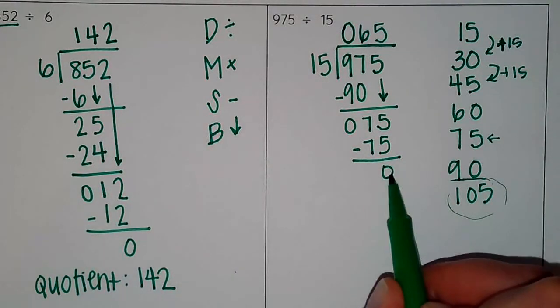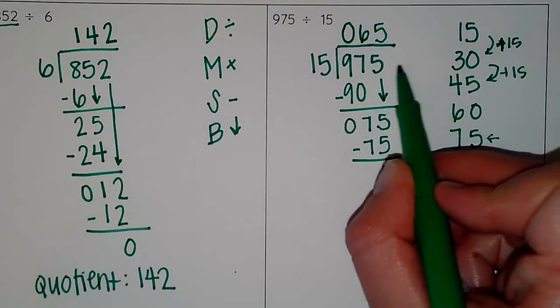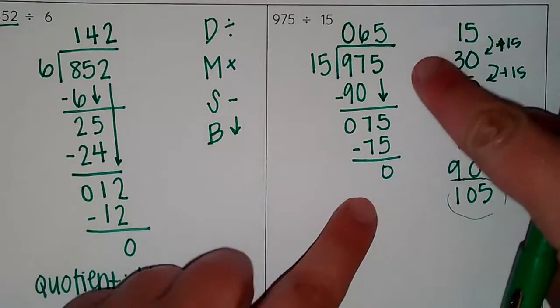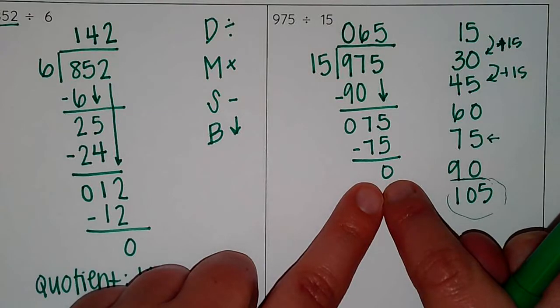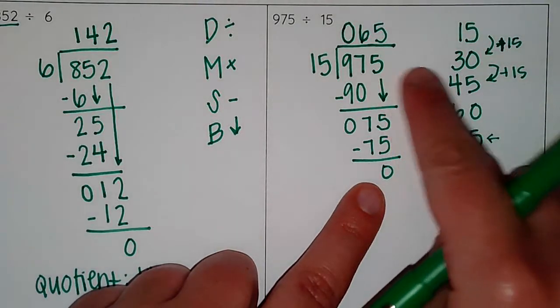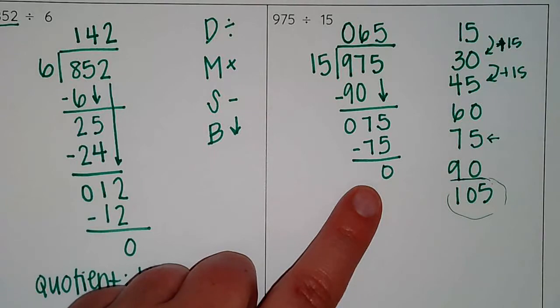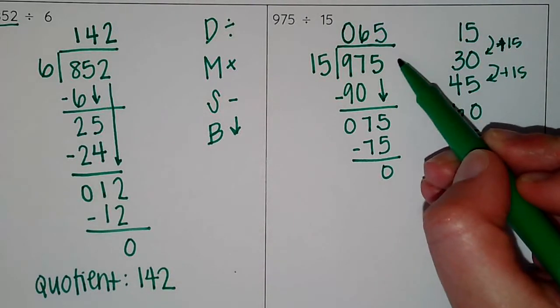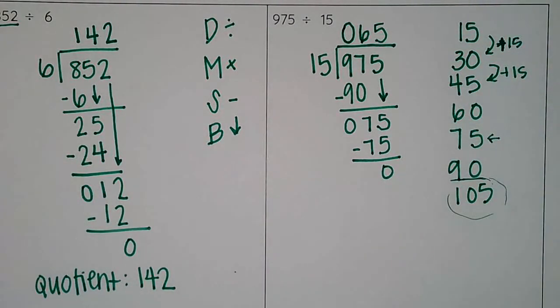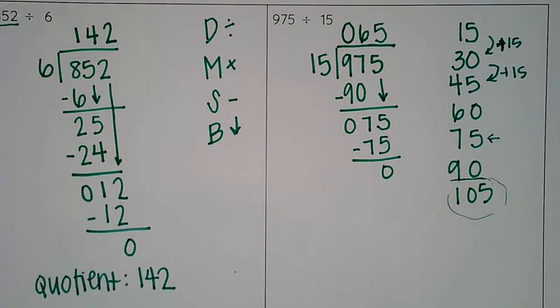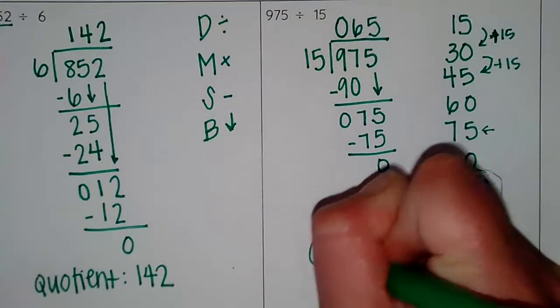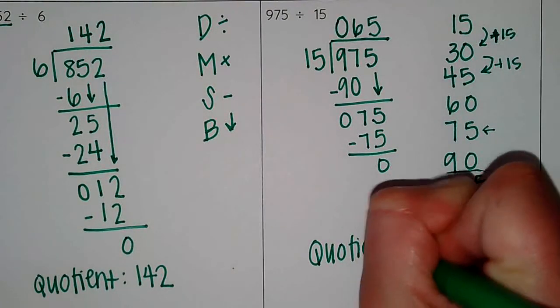I am left with 0 here, and I have no more numbers to divide here. I have to have both of those. If I have numbers here, but not here, then I need to keep dividing. If I have numbers here, but a 0 here, I need to keep dividing. Okay, so I need zeros in both those spots to be done. All right, so our quotient here is 65.